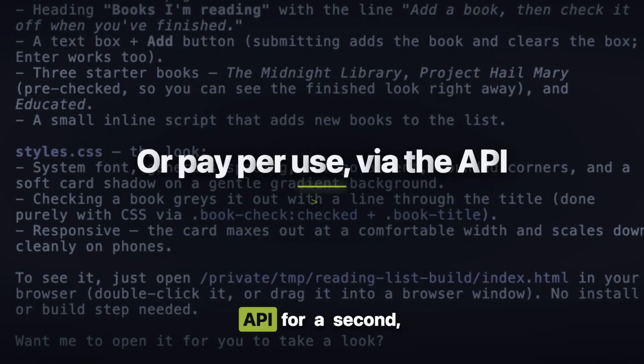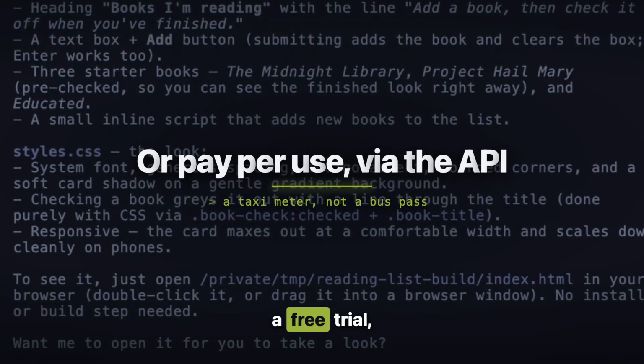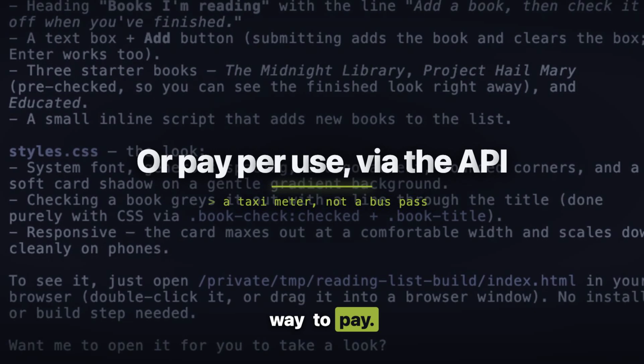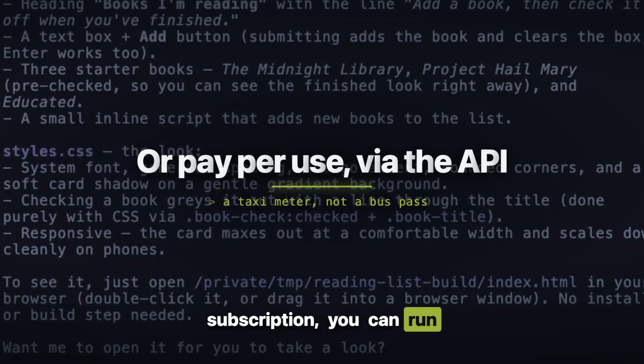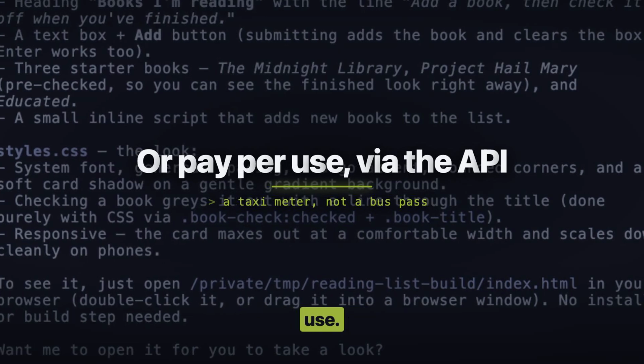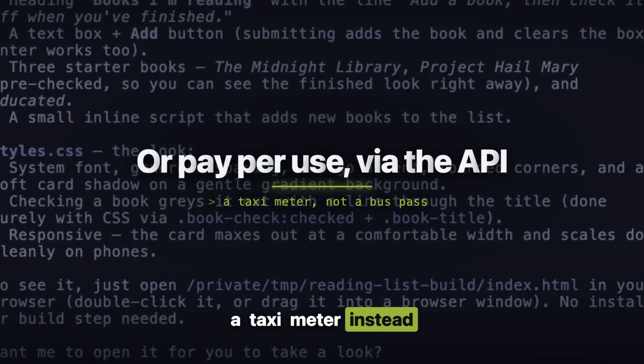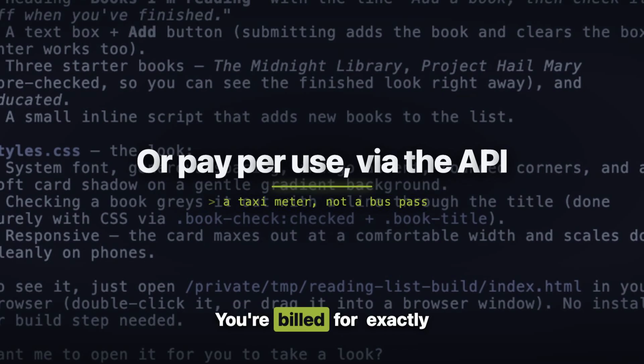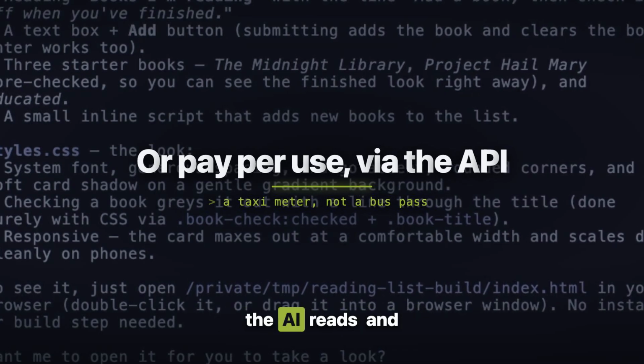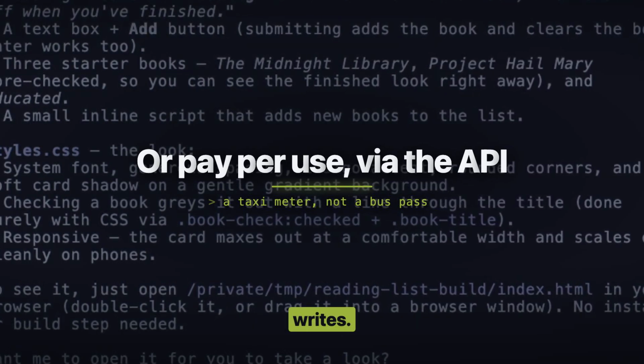Now, back to that API for a second, because it isn't only a free trial, it's also a real way to pay. Instead of a monthly subscription, you can run Claude Code through the API and pay per use. Think of it like a taxi meter instead of a monthly bus pass. You're billed for exactly what you consume, based on how much the AI reads and writes.